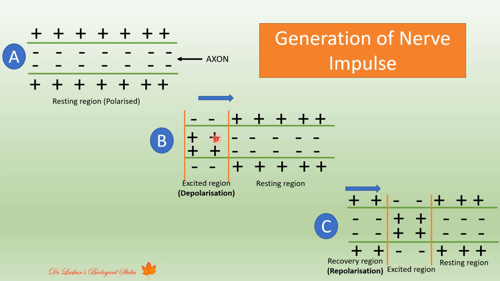At this point, the inner surface of the neural membrane becomes positive and the outer surface negative. This reversal of potential causes depolarization, also known as the depolarized state, which results in the generation of action potential.